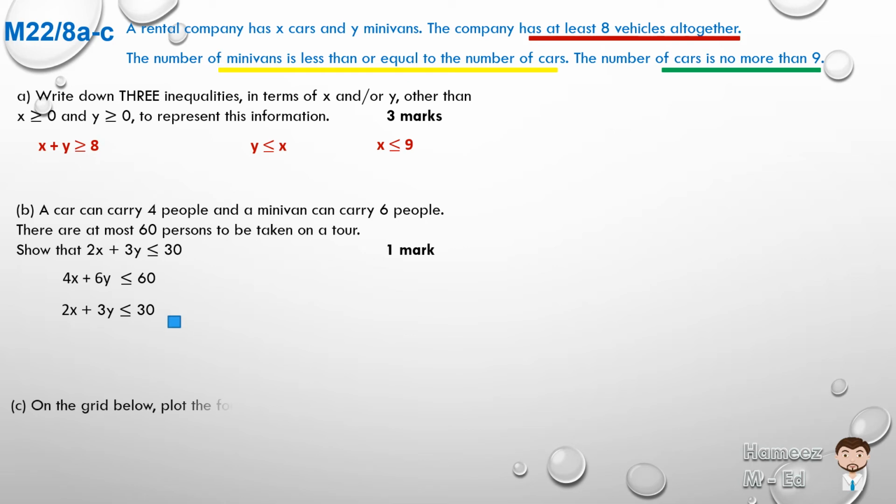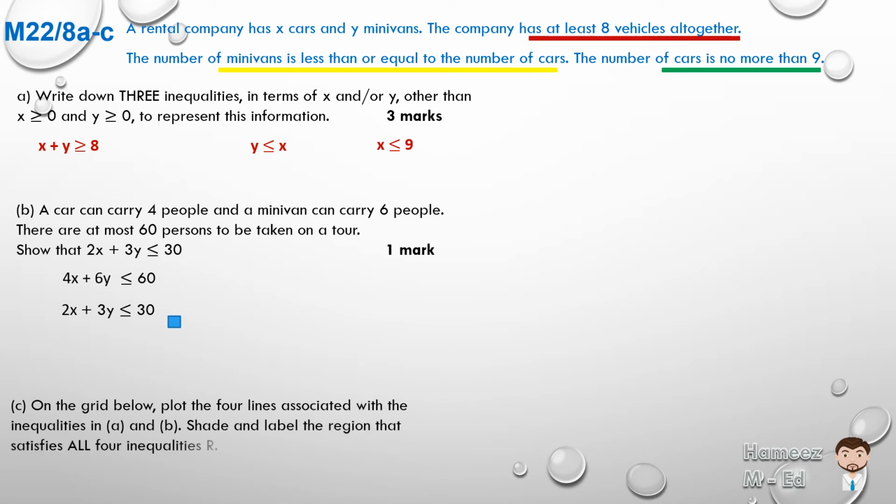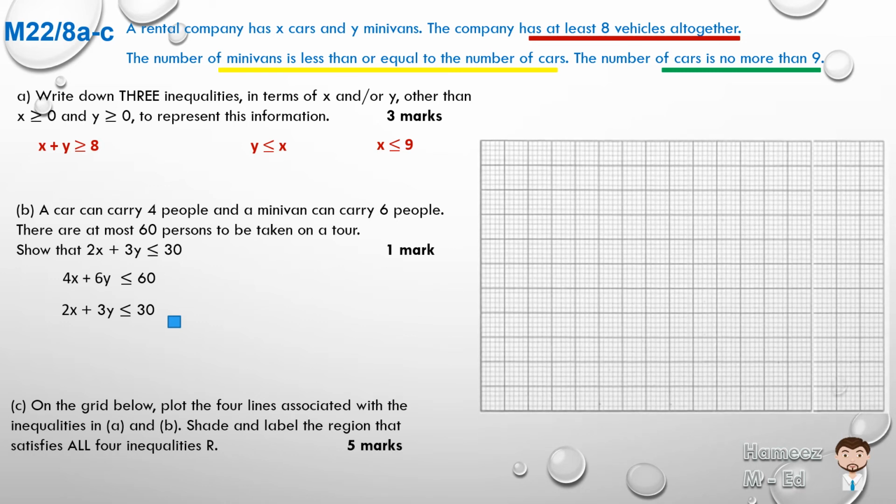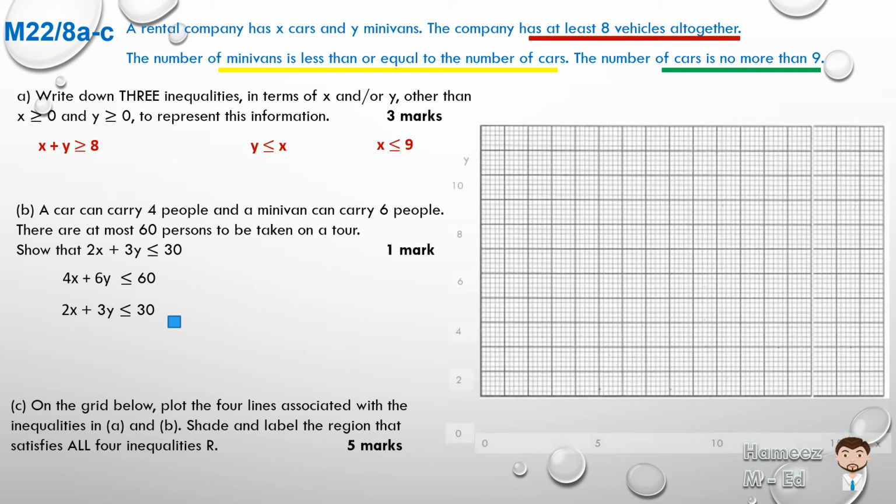Part C. On the grid, plot the 4 lines associated with the inequalities in A and B. Shade and label the region that satisfies all 4 inequalities R. As we look at our graph, our x-axis from 0 to 15 deals with our cars, and our y-axis deals with our minivans. Our first inequality, x plus y is greater than or equal to 8.